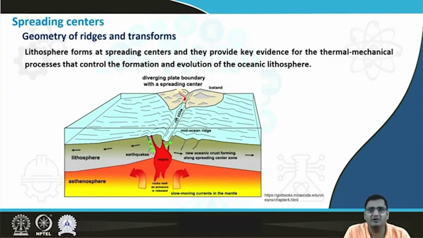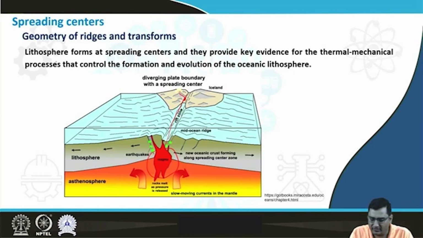First we will learn about the geometry of the ridges and the transform plate boundaries. So lithosphere, as we know, forms at the spreading centers. They are also known as rift zones, where the hot magma bulges up and comes out onto the surface and then spreads on both sides of the mid-oceanic ridges. As it spreads out, it forms the new lithosphere, and this new lithosphere is compensated at the other boundary, that is at the subduction zone.